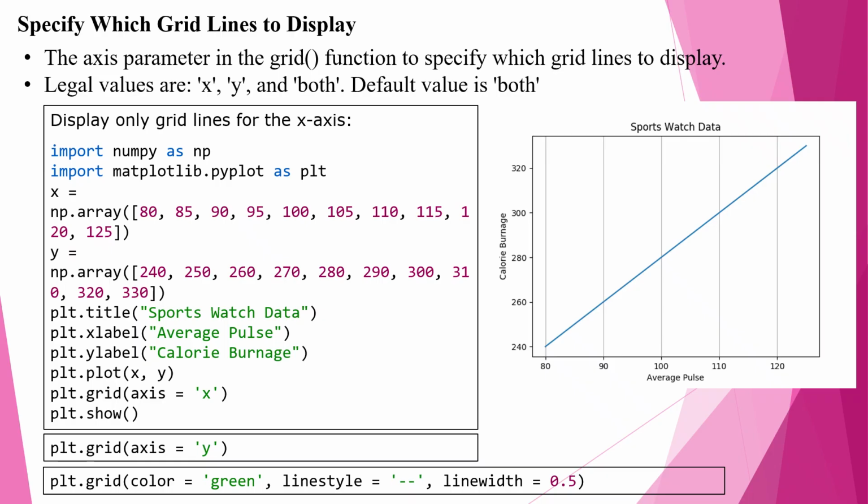The main customization in this code is done using the plt.grid function, where the parameter axis is set to x, which means grid lines are displayed only along the x-axis and not the y-axis. Finally, the plt.show function is used to display the complete plot.